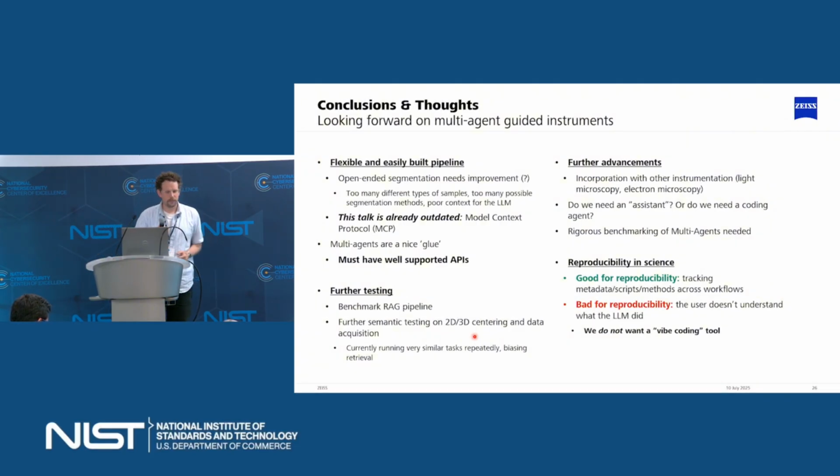Some of the further advancements that we're currently working on are pretty obvious. We've got a working prototype for an X-ray microscope. Now let's do an optical microscope. Now let's do an electron microscope. And we've got some prototypes for those instruments as well.